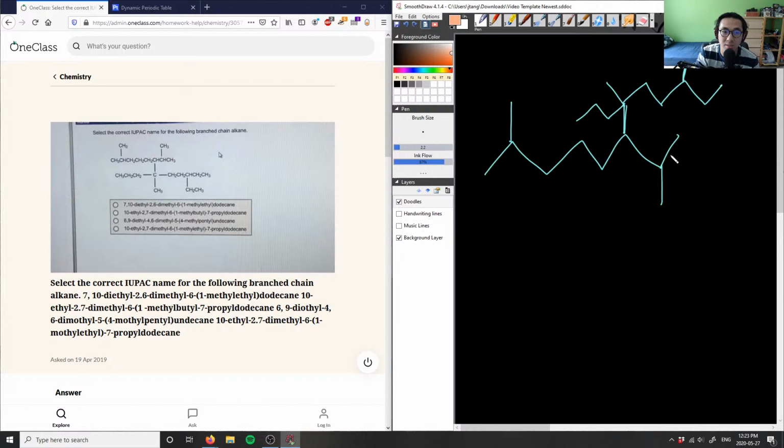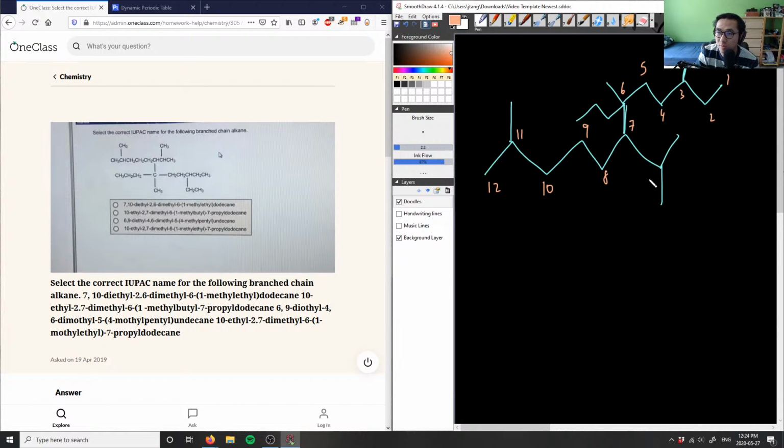So I'm going to try this, and I'm going to label starting here, because I want to put priority on this propyl chain here. So let's go 1, 2, 3, 4, 5, 6. This would be 7, 8, 9, 10, 11, and 12 here. So this is a dodecane. So we know that the answer is going to be either A or D.